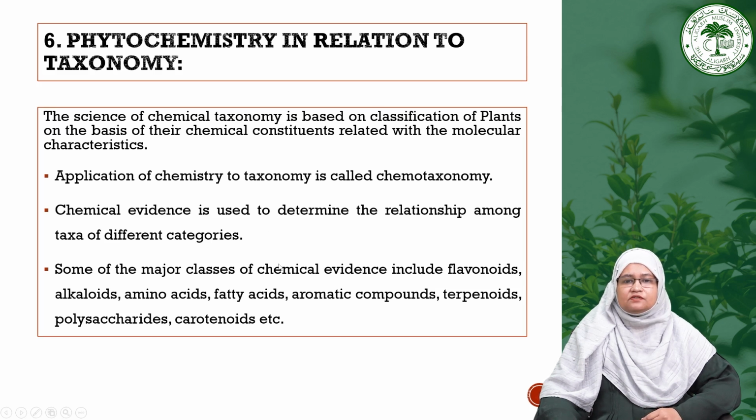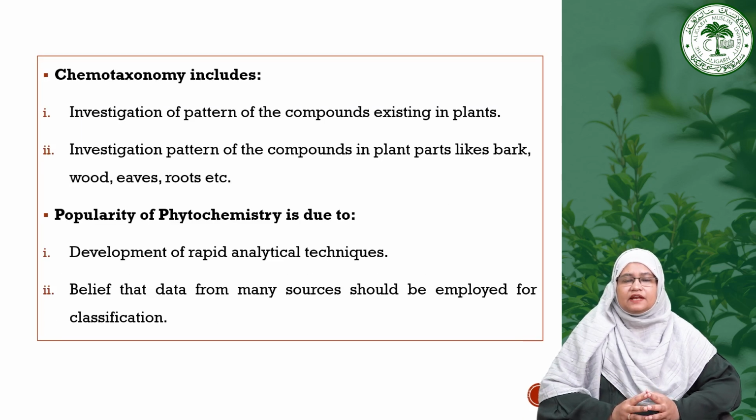So some of the major classes of chemical evidence include flavonoids, alkaloids, amino acids, fatty acids, aromatic compounds, terpenoids, polysaccharides and carotenoids. It also includes the investigation of patterns of the compounds existing in plants, and in plant parts like bark, wood, leaves, roots, etc. The popularity of phytochemistry or chemotaxonomy is due to the development of rapid analytical techniques and the belief that data from many sources should be employed for classification.